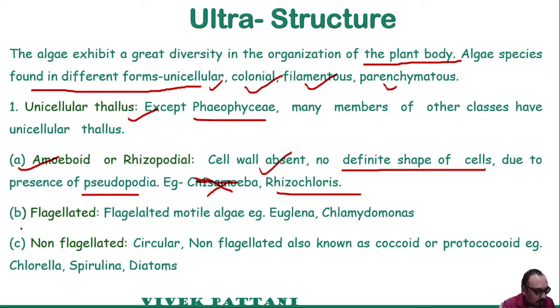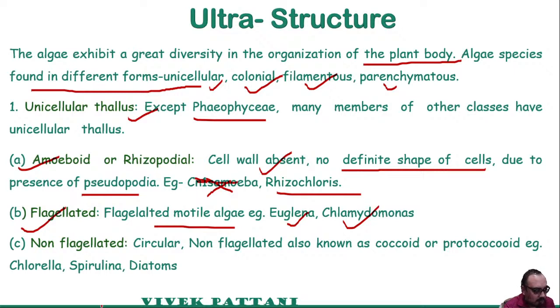Now comes the second one, the flagellated ones. The flagellated ones are the flagellated motile algae. These algae are unicellular and possess flagella. Examples are Euglena and Chlamydomonas.